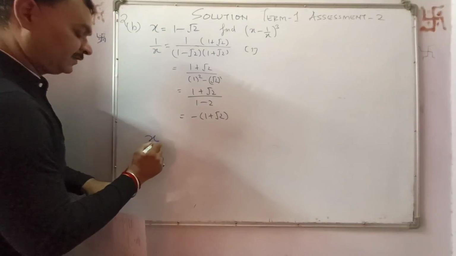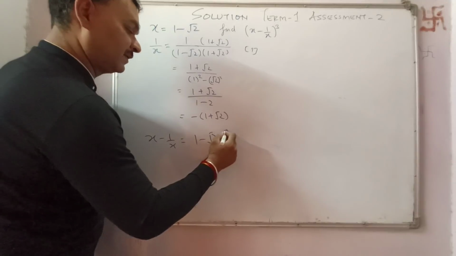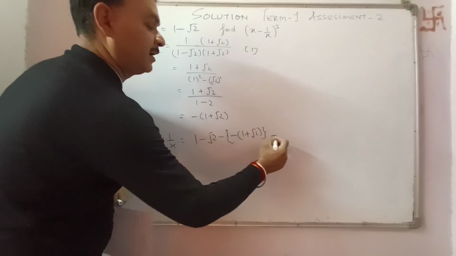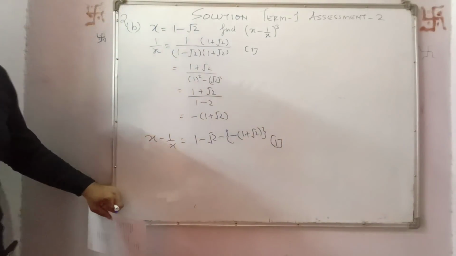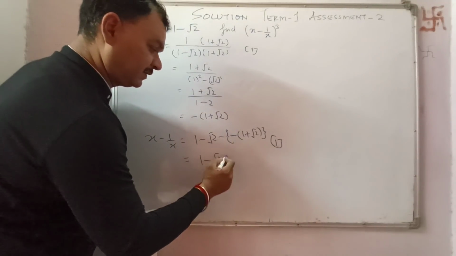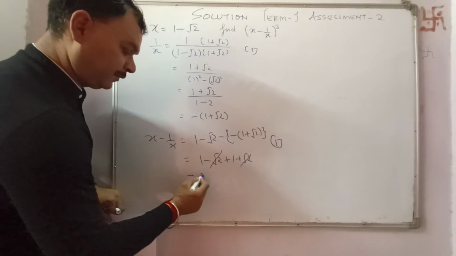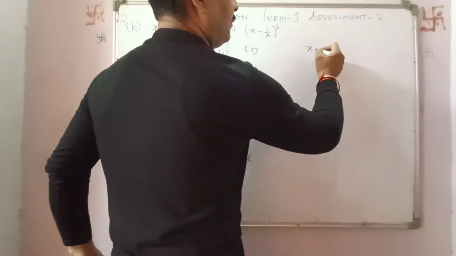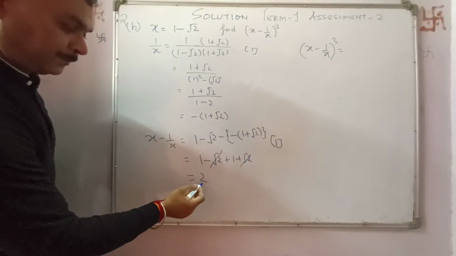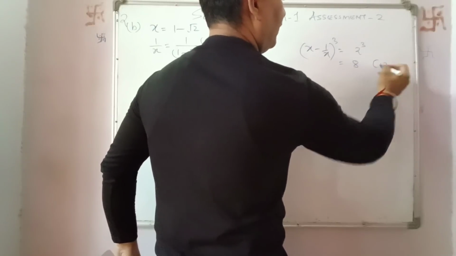Now we will find x minus 1 upon x. That is 1 minus root 2 minus (minus 1 plus root 2). Here is the catch. That is why this step has 1 mark for it. Now 1 minus root 2, minus into minus plus, that is plus 1 plus root 2. Minus root 2 plus root 2 will be cancelled out. 1 plus 1, that is 2. And since we need to find the value of x minus 1 upon x whole cube, we know the value of x minus 1 upon x is 2. Substituting the value over there, 2 cube, that is 8. 1 mark for this correct answer.